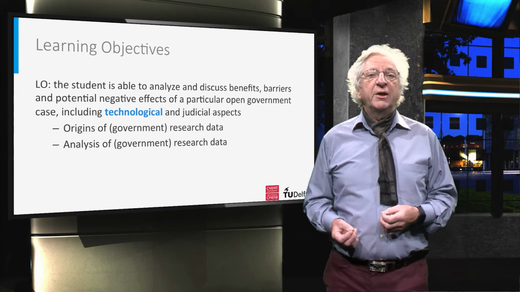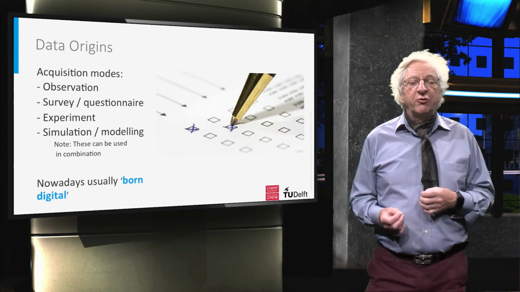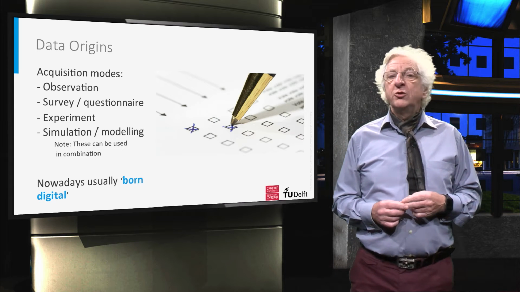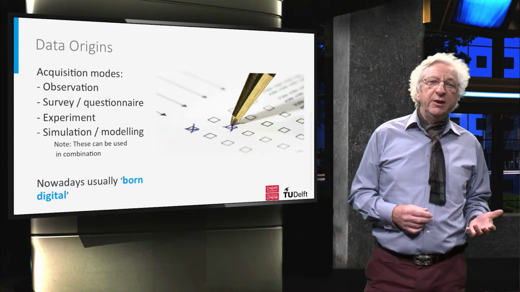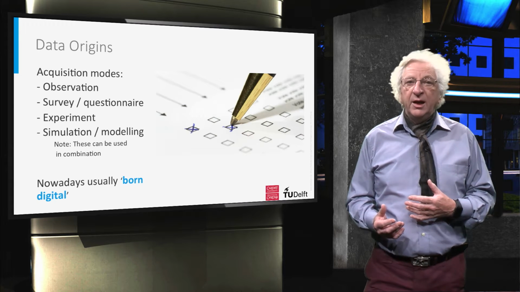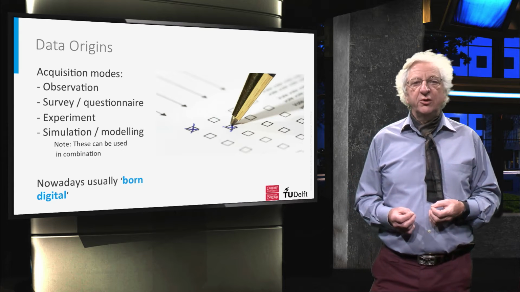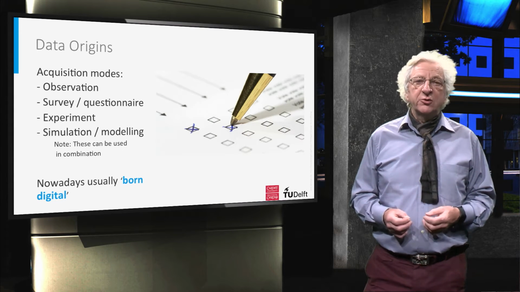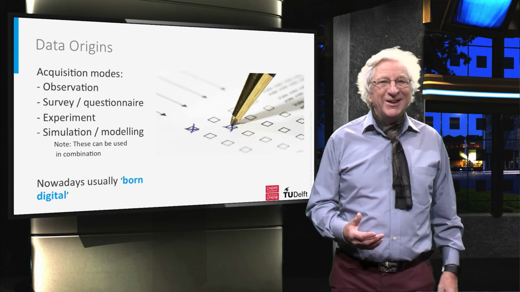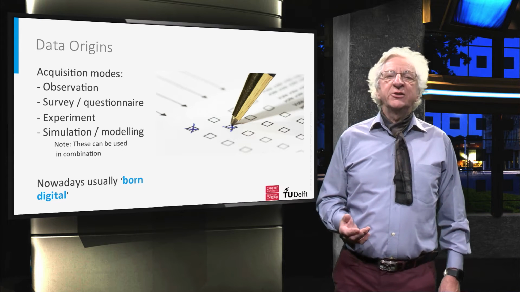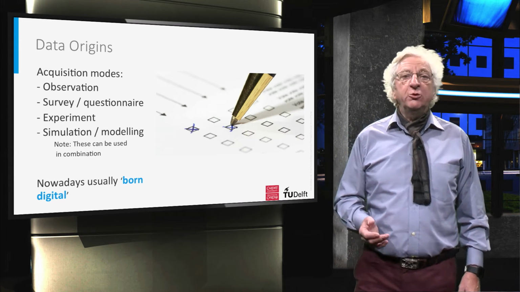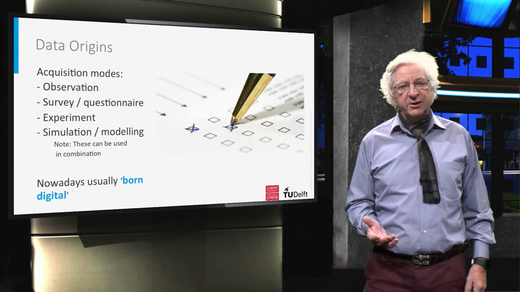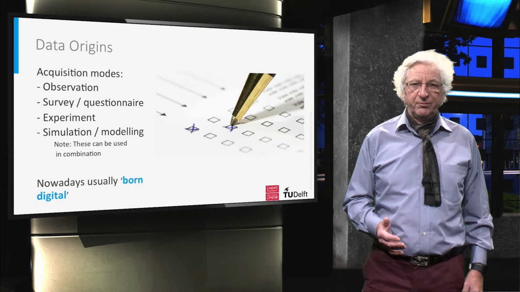We start by examining the origins of government research data. Research data in general may be acquired through several mechanisms, individually or collectively. Each has its advantages and disadvantages, and each may be inappropriate for certain domains of research. The good news is that most research data is now collected digitally, so manual transcription with associated errors and lack of immediate validation is avoided.